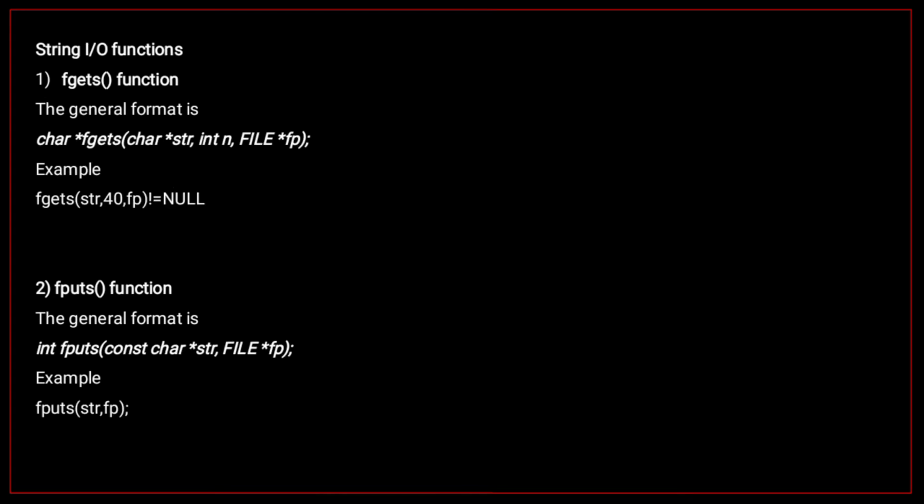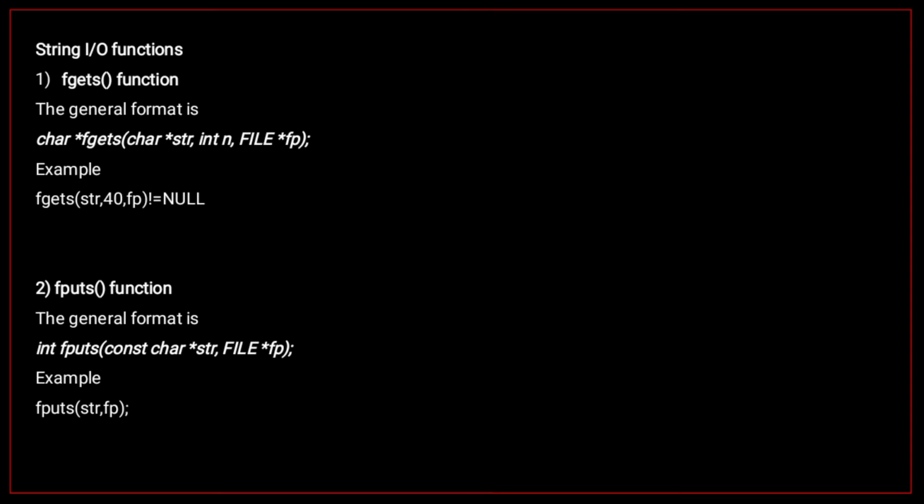Next is string input output function. Now first function is fgets function. This function is used to read characters from a file, and these characters are stored in the string pointed by str. It reads at most n-1 characters from the file, where n is the second argument. fp is the file pointer which points to the file from which characters are read, and this is the general format of fgets function. And how to use this fgets function? This example shows the use of fgets function.